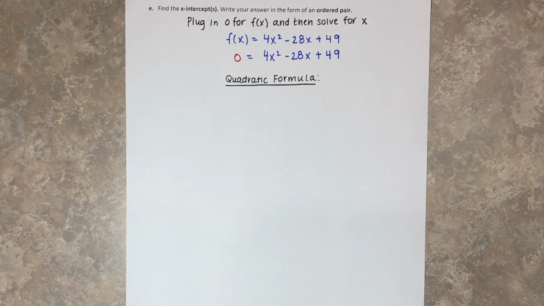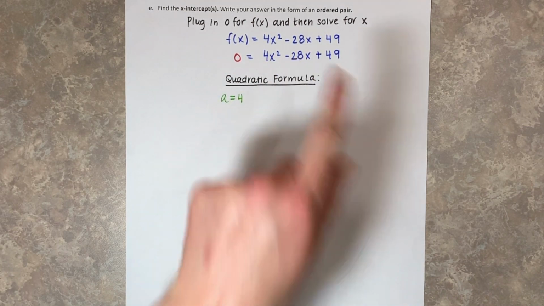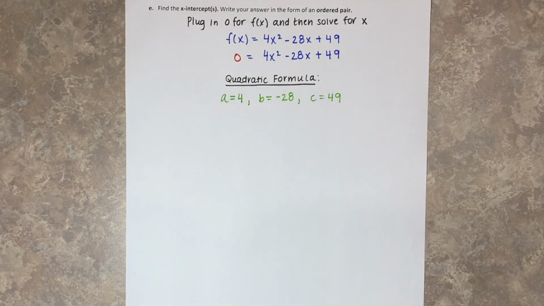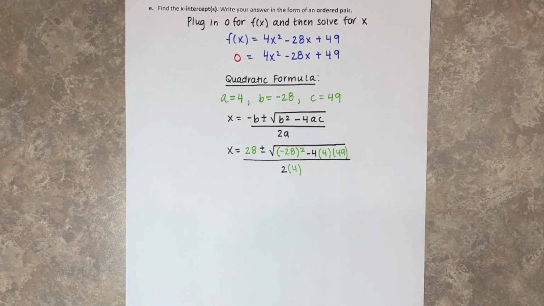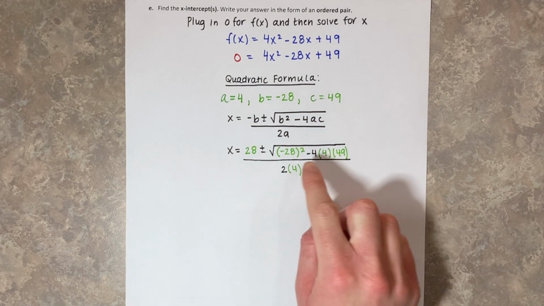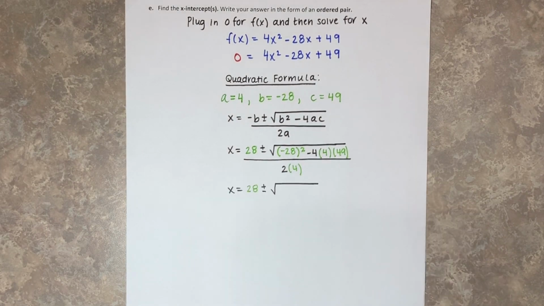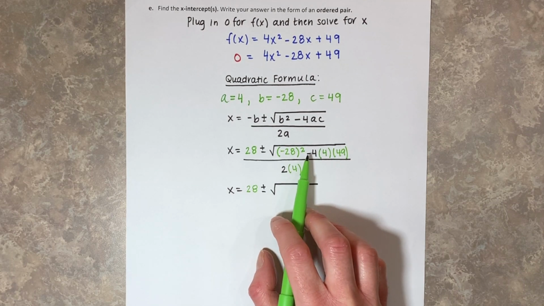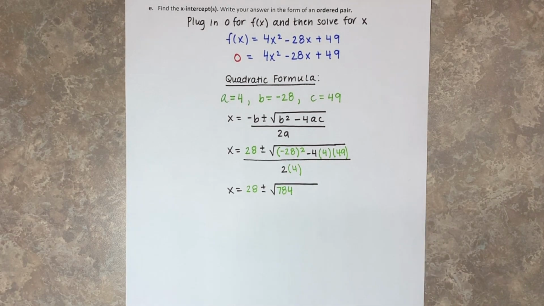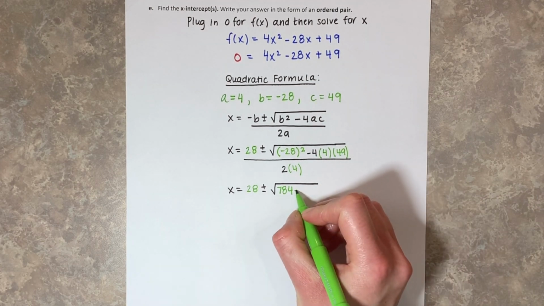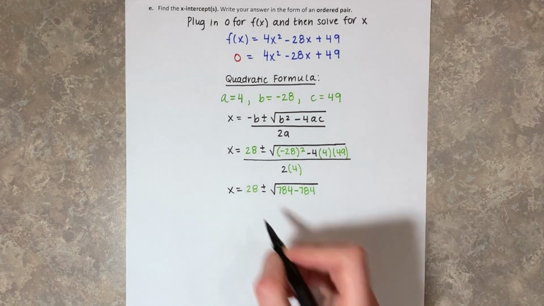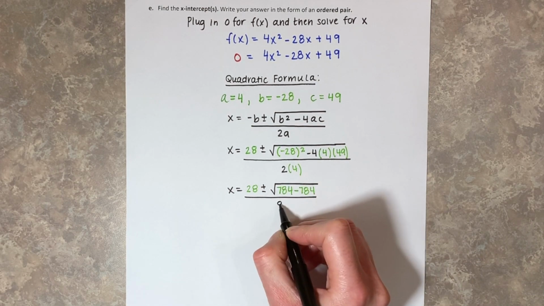To use the quadratic formula, we have to identify our a, our b, and our c. A is going to be 4, b is -28, and c is 49. And I'm going to write the quadratic formula right here for our reference. So let's go ahead and plug in our a, our b, and our c into this quadratic formula. Okay, now that I've plugged in our a, our b, and our c, let's simplify underneath the radical here. -28 squared will give us 784. And then if we take -4 times 4 times 49, we'll get -784. And then we can write this all over 2 times 4, which will give us 8.